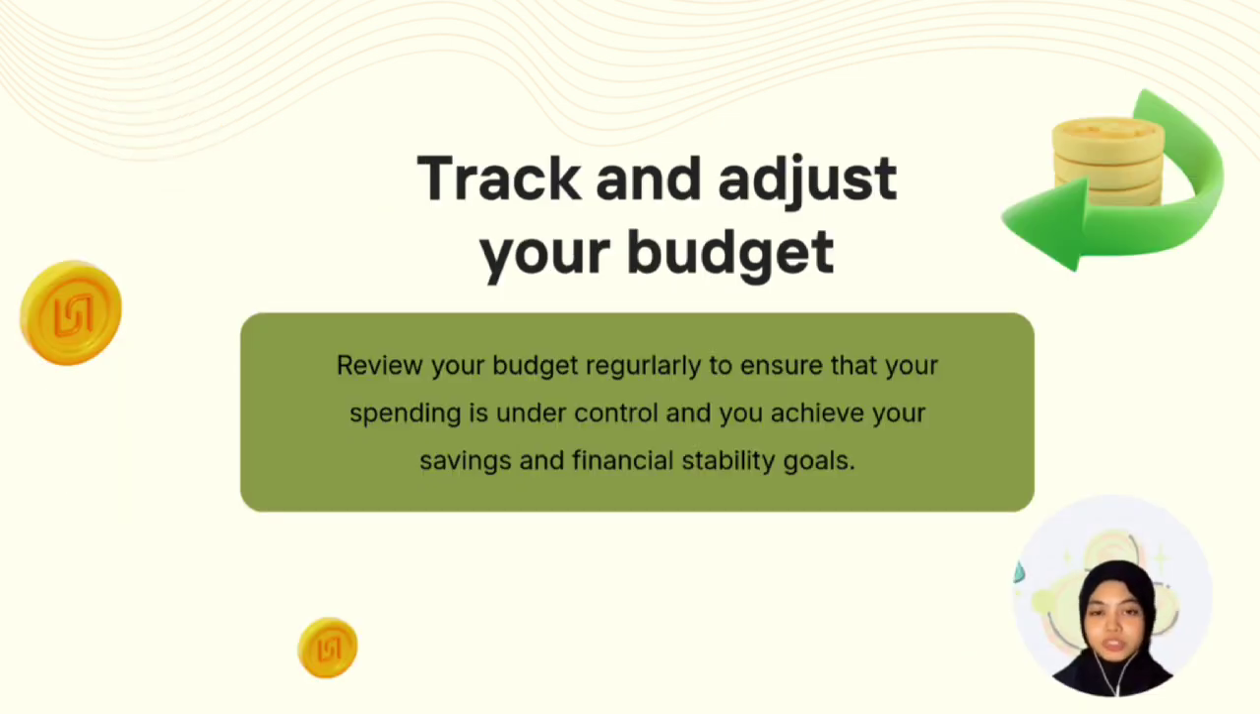And the last step, track and adjust your budget. Once you're done with your budget, don't just leave it. Review your spending regularly, weekly or monthly, to make sure you're staying on track. If you overspend in one area, adjust another. A budget isn't fixed, it's flexible. The goal is to stay in control and keep working towards your saving goal.